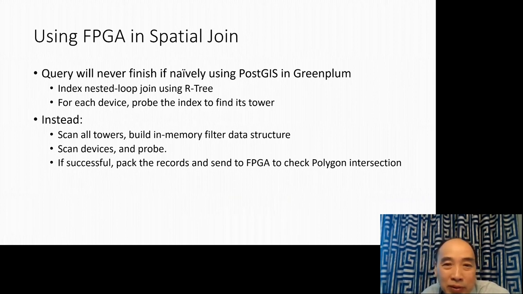So instead, we built something custom for this customer where we scan all the towers and build an in-memory filter, right? You have a very coarse circle that covers the polygon. So it's almost like a Bloom filter. You would qualify about 5% more than you should. You would probe and disqualify records that would never fit these polygons. And then you would pack up the records and send them to the FPGA to do the final pruning for each polygon.